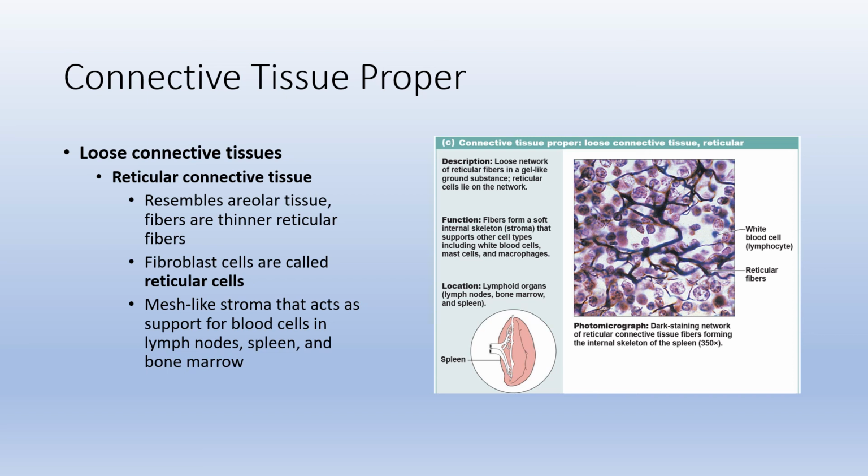And the last type of loose connective tissue is known as reticular connective tissue. Again, reticular fibers are there to provide a mesh network that will offer some give. So reticular connective tissue is typically found in your lymph nodes, like in your neck, your spleen, as well as in bone marrow.